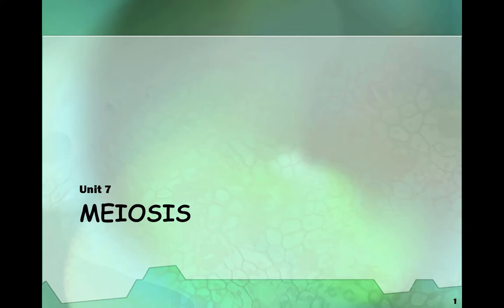So that's what we're going to be talking about in meiosis: that reduction of the number of chromosomes. And then we're also going to get into what happens whenever there's some atypical alignment of chromosomes. We'll be getting into that in this unit as well.